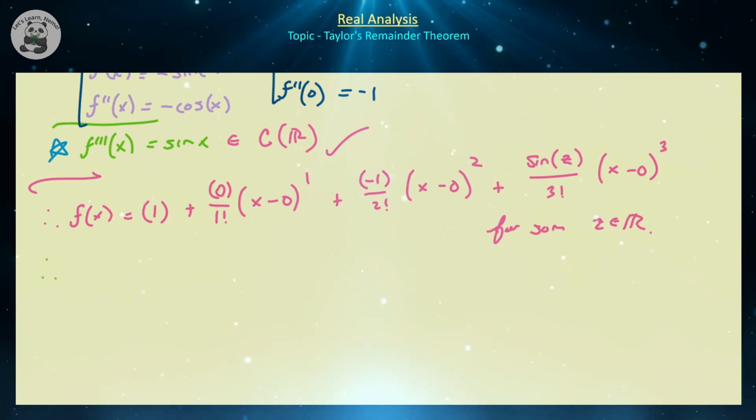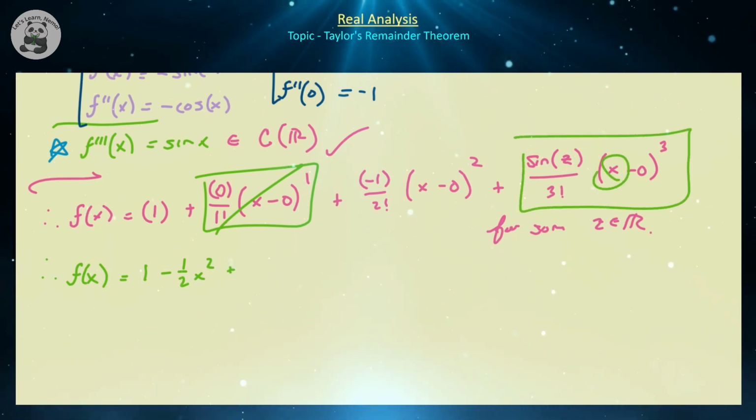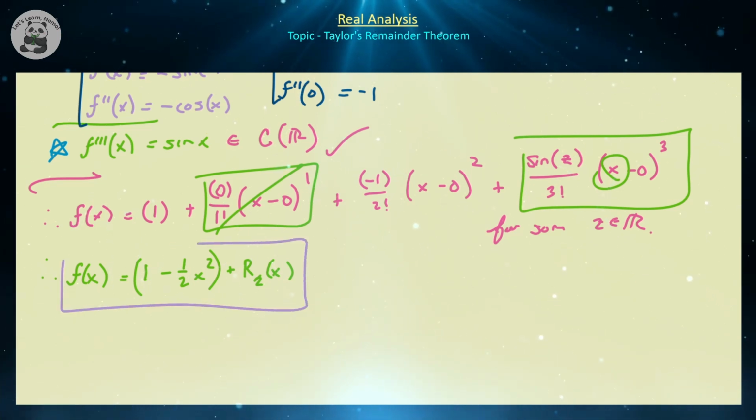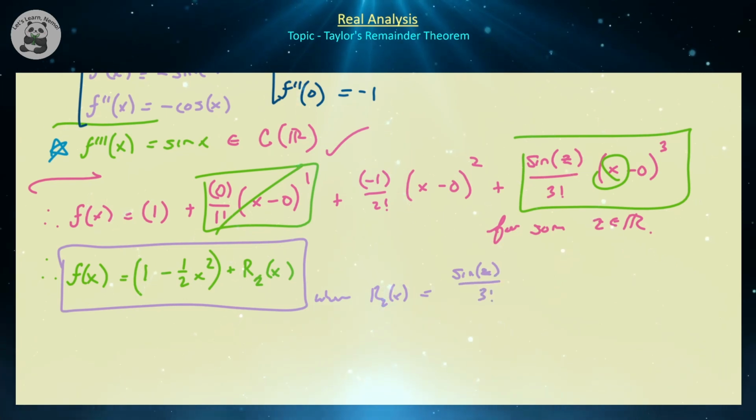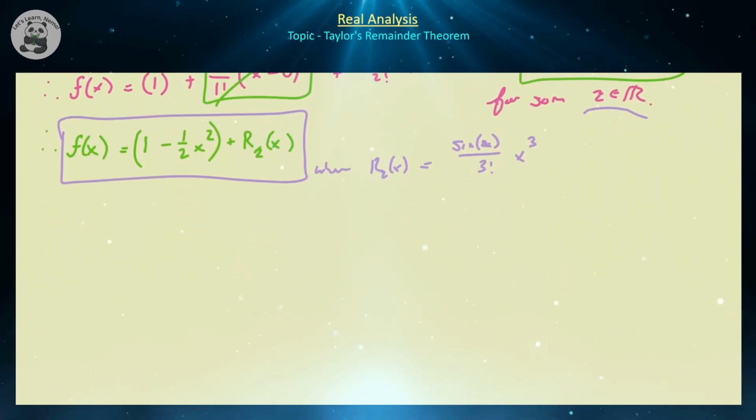So let's just simplify and clean this up a bit. Notice that that's going to go to 0, so we don't need that. So we're going to have f of x is equal to 1 minus 1/2 x squared. And then we're going to name this function, which is obviously a function of x, because z is just a number, and that's going to be equal to r2 of x. That's going to be our remainder term for our second order approximation. So this is our approximation term. And here, let's actually specify this. R2 of x is equal to the sine of z all over 3 factorial x cubed. And some people will actually try and find out what this z actually is, but that's just a little numerical exercise, which I'll leave for you.